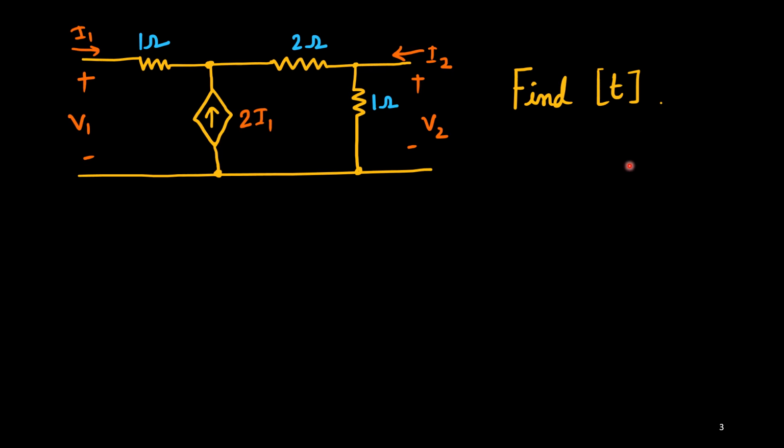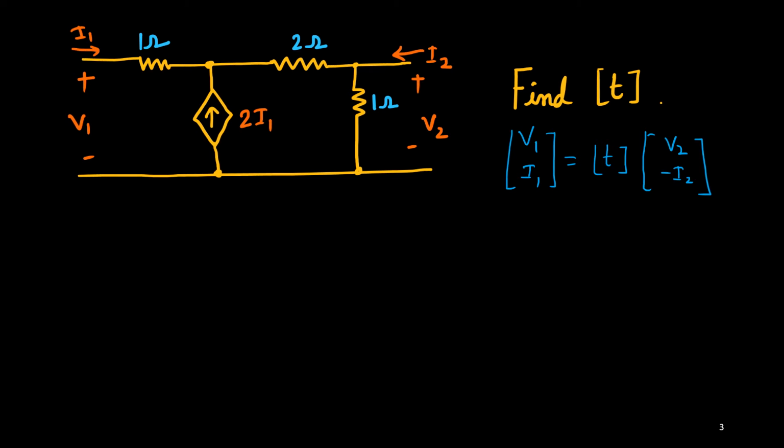But before that, we'll try to solve this problem using the standard method. So we'll try to express V1 and I1, these two variables, in terms of V2 and minus I2. This is your T parameters. We'll get this equation, then we'll compare and we'll get the T parameters.